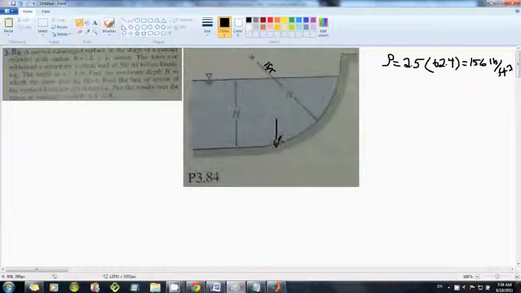It can withstand a vertical force V equals 350 pound force before it breaks. The width is 4 feet, so the width W is just 4 feet. Find the maximum depth, big H, to which the form may be filled.